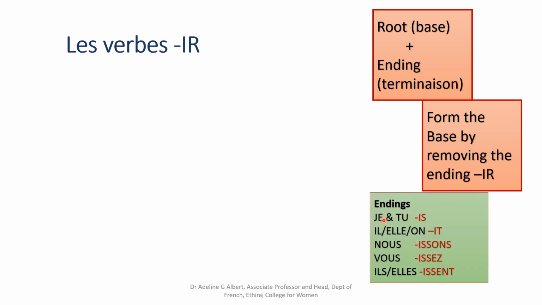What are the endings? Je and tu, same thing, it is IS. Il, elle, on, it is IT. Nous, it is ISSONS. Vous, it is ISSEZ. And ils, elles, plural, it is ISSENT.